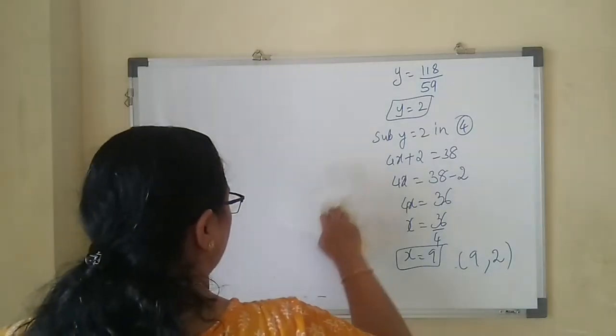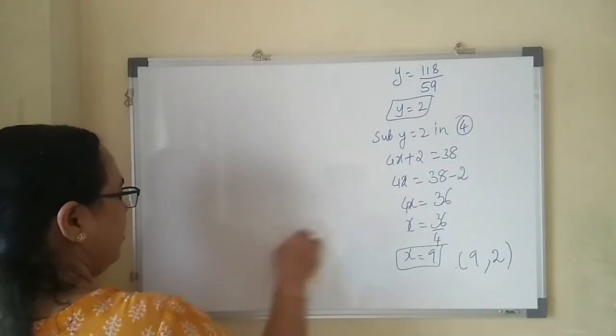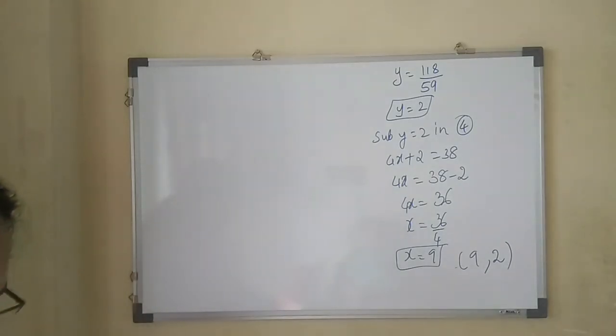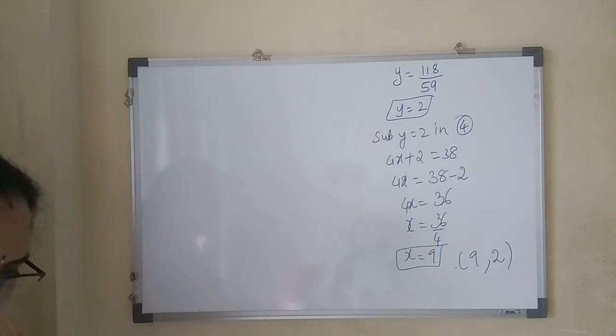Copy the question. When you write the question, you understand how the question is different. Correct? That is 2 upon x plus 3 upon y equals 13, and 5 upon x minus 4 upon y equals -2.